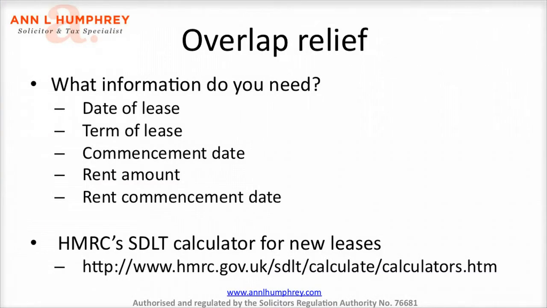Okay, the first thing you need to do when working out the overlap relief is to collect the following information for both leases: date of lease, term of lease, commencement date, rent amount, and rent commencement date. We will be using HMRC's calculator for new leases to help work out some of the figures, and there is a link to this calculator here and in the description below. You will need to make some calculations before using the HMRC's tool, and this is explained later on.